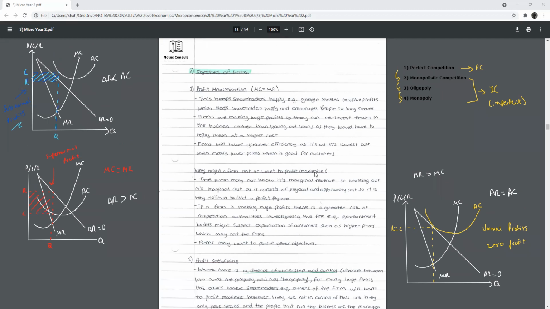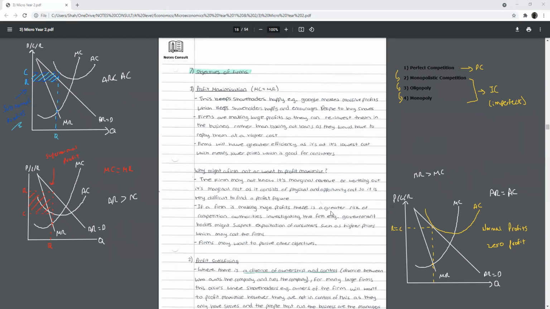But why might a firm not want to profit maximize? The firm may not know its marginal revenue or be able to work out its marginal costs. So you see how we drew this graph here. How can a firm easily represent their whole firm on a graph like this? It may be hard for them. They may not know their marginal costs and marginal revenues for them to know what profit maximization is for them. They don't know what to produce.